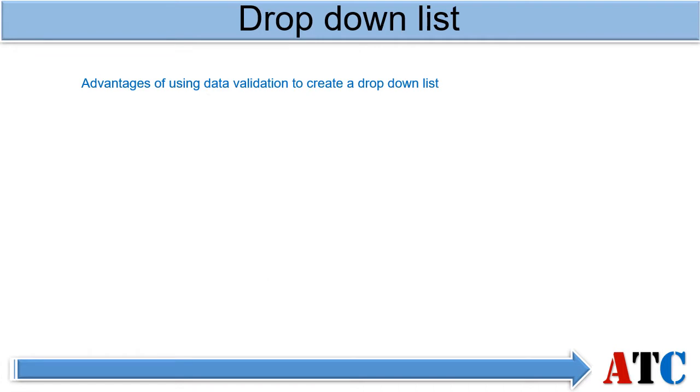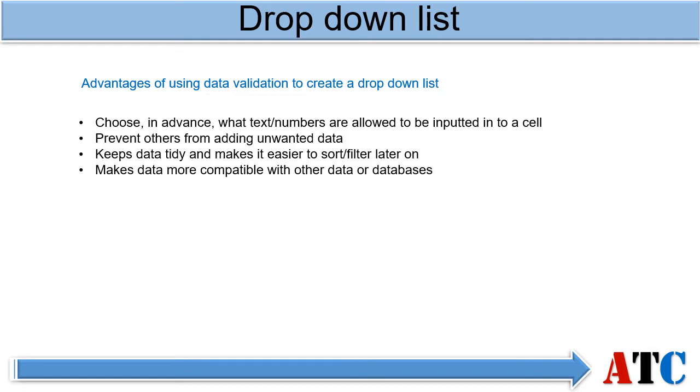There are a few advantages of using data validation to create a drop-down list. You can choose in advance what text or numbers you want to be allowed to be inputted into a cell. You can prevent others from adding unwanted data. It helps keep the data tidy, which makes it easier to sort and filter later on. And it also makes the data more compatible with other data or databases.